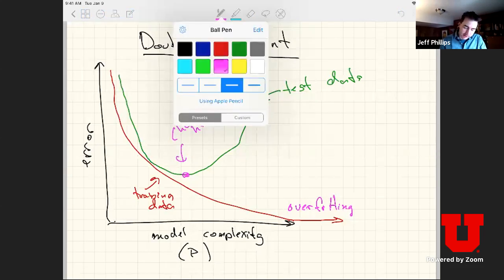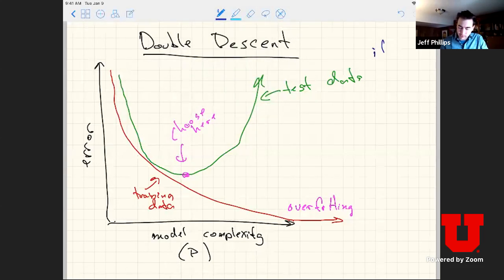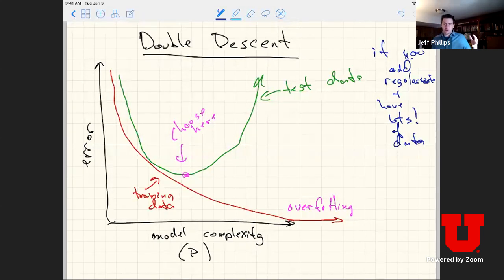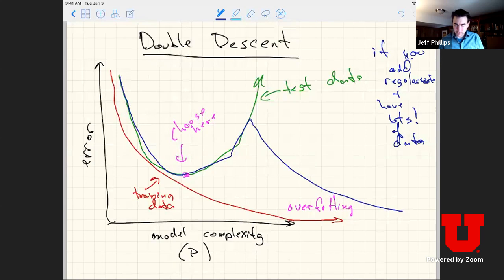It turns out that in certain cases, if you add regularization and have lots of data, then something else happens. Okay, then what actually happens is that you come down, it starts to go up, and then it kind of goes down again, and you do even better. And this is on test data.